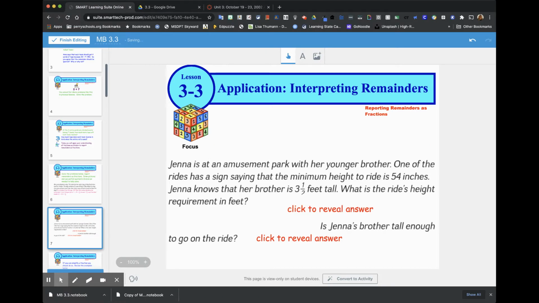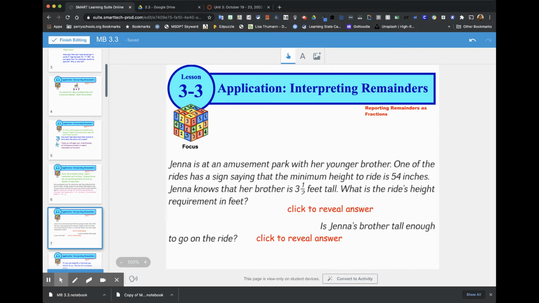Let's look at another one. Jenna's at an amusement park with her younger brother. One of the rides has a sign saying the minimum height to ride is 54 inches. Jenna knows that her brother is 3.5 feet tall. What's the ride's height requirement in feet?